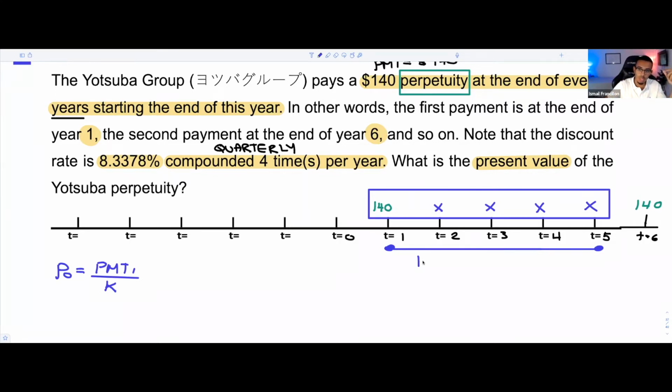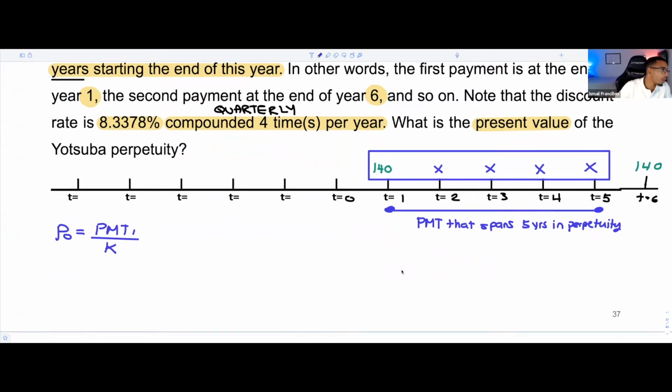So now what we're saying is we have a payment that spans 5 years in perpetuity. Essentially, we have a pattern of payments occurring every 5 years, such that we could draw up our formula as being something like this. Payment 1 to 5, because we're dealing with T1 to T5, over K will give us our present value, okay?